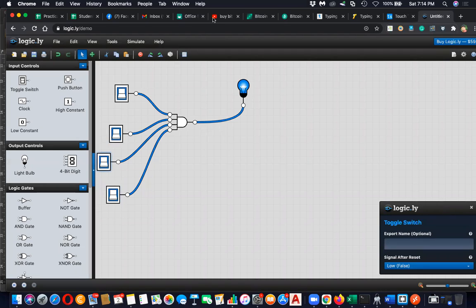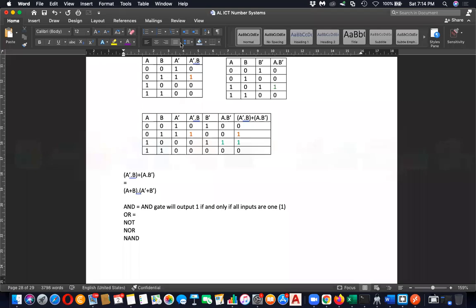So can you tell me? Okay, I'll ask Sachini. Sachini, tell me, what is the logic of OR gate? Logic of OR gate?